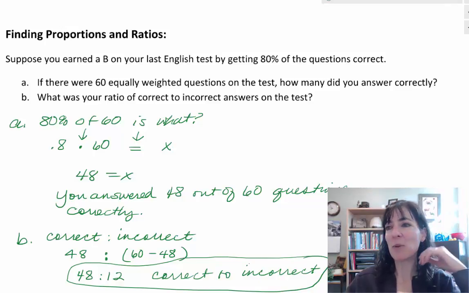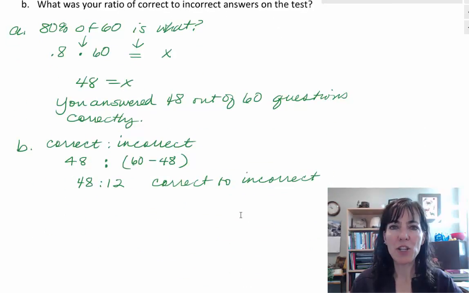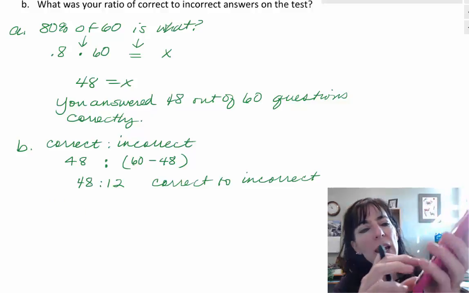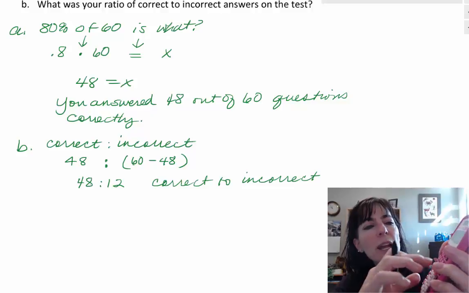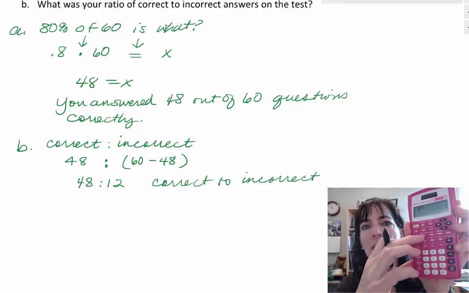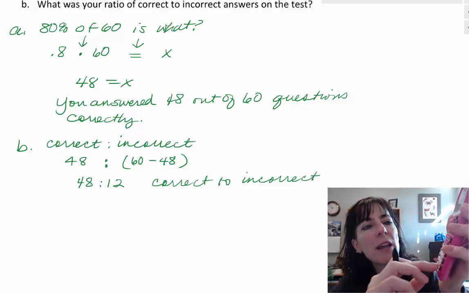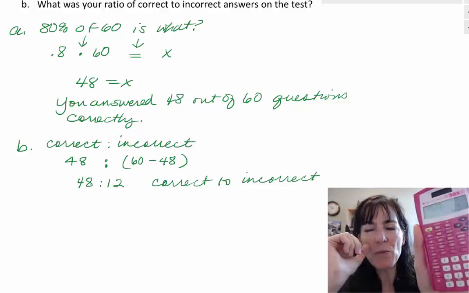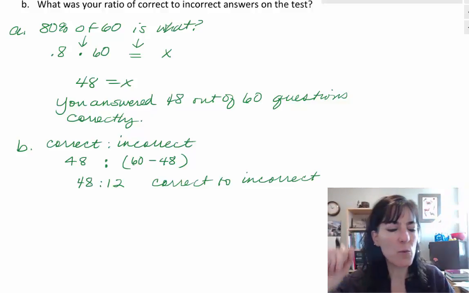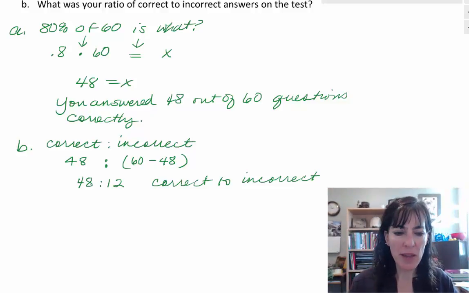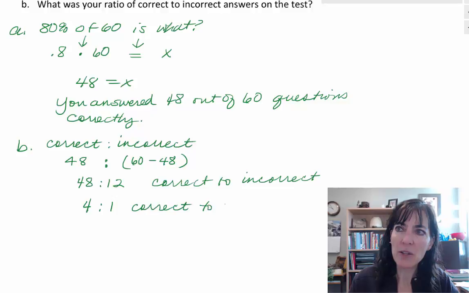Oh, one last thing before I move on from this. I should also write this in its reduced form. You will need to do that in Hawkes. So to do that, I can do 48 and do it as a fraction. So use your ABC button. And then the 12 incorrect, and then if I push enter, it gives me 4 because 48 divided by 12 is 4, and so I would write that as 4 to 1 correct to incorrect.